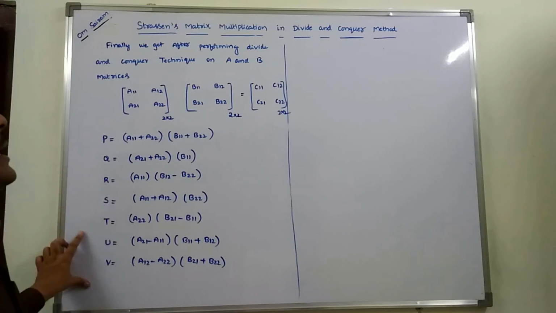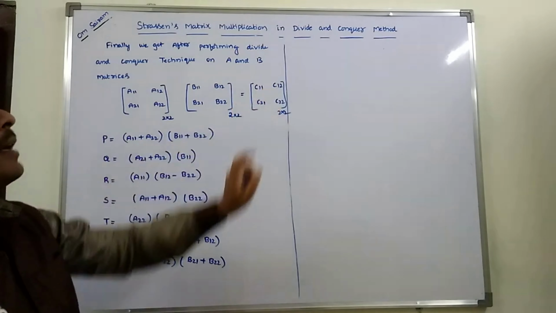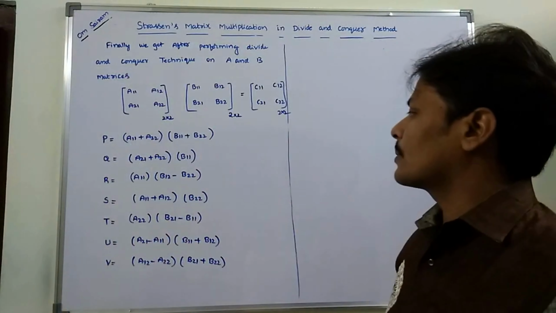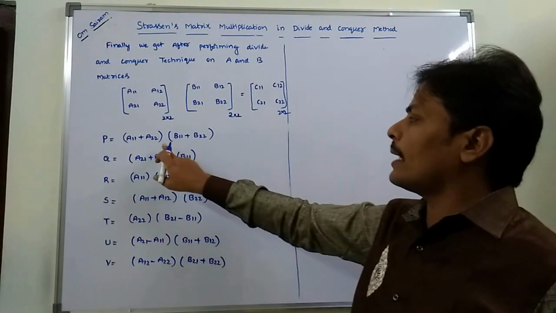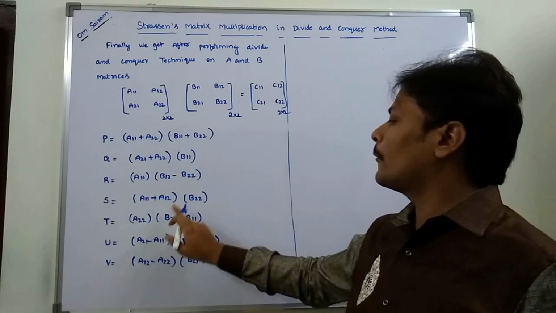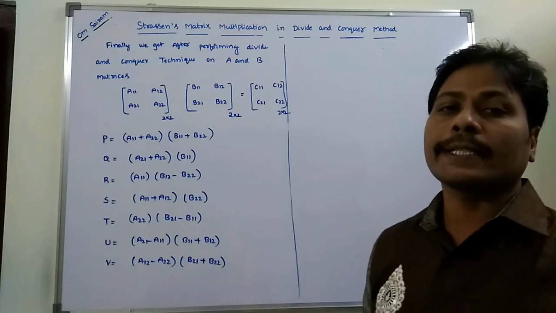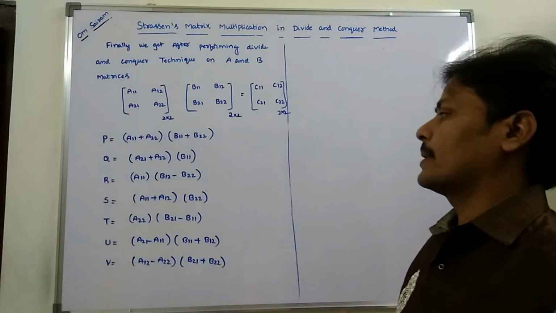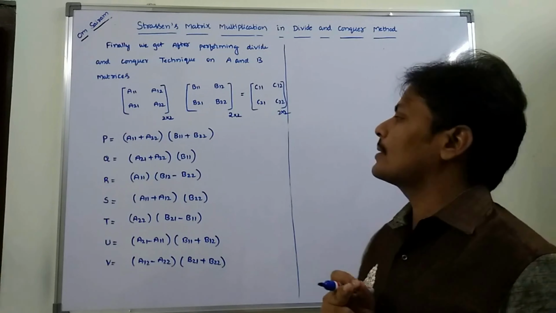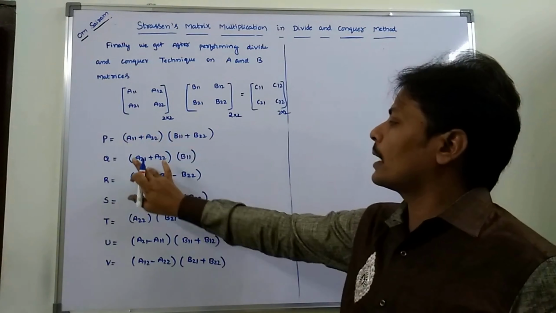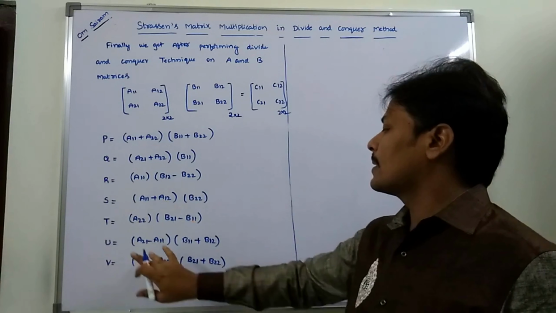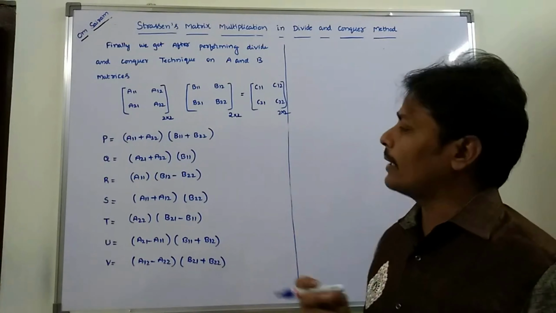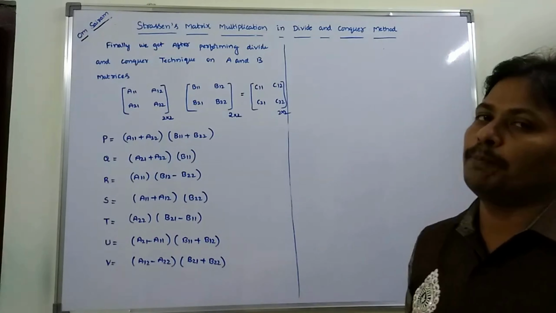Okay. So these are the 7 equations. By using these 7 equations, we have to find C11, C12, C21, C22. So in these 7 equations, how many multiplications are there? 1, 2, 3, 4, 5, 6, 7. So 7 multiplications are there in the P, Q, R, S, T, U, V equations. How many additions or subtractions are there? 1, 2, 3, 4, 5, 6, 7, 8, 9, 10. So 10 additions or subtractions are there. 7 multiplications are there.